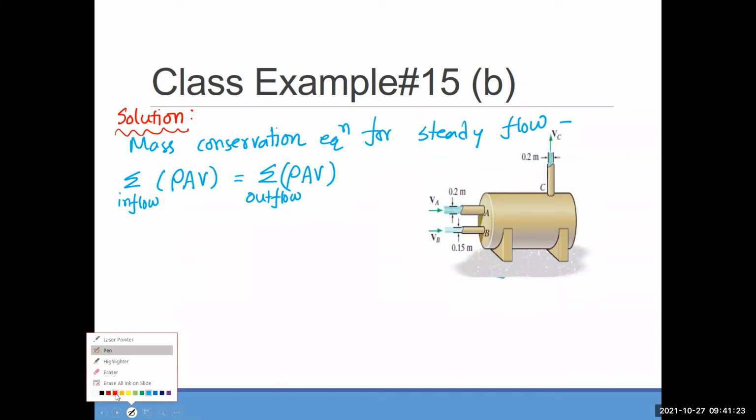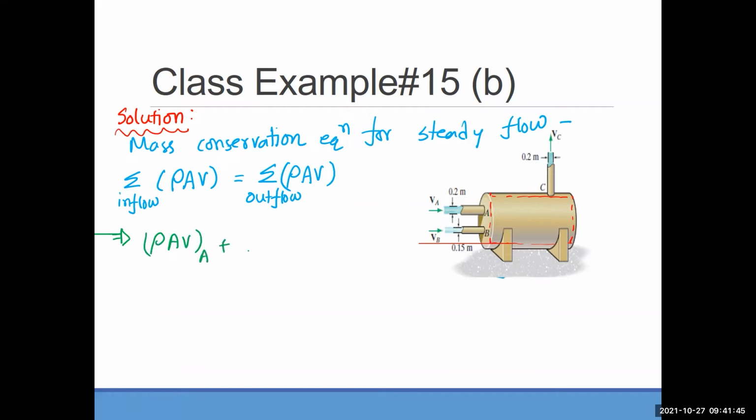And how many inlets do we have here? We have 2 inlets and 1 outlet, okay? So that means A and B are the inflows or inlets. So what I will write down is rho A V A plus rho A V B. And we have only 1 outlet, rho A V C, right?